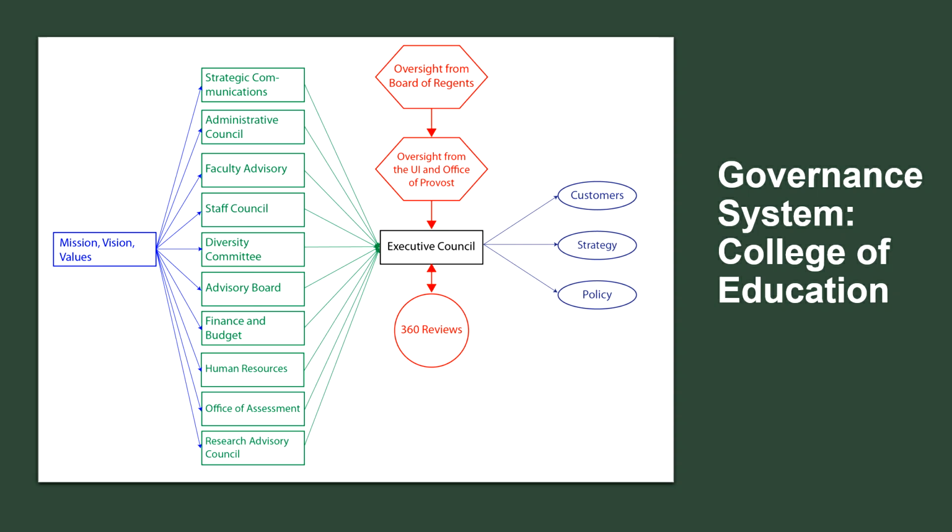For example, in the College of Education, the governance decisions are made by the dean with support of the executive council, and they receive input from various sources in the college, such as the faculty advisory council, the staff council, the college's advisory board, and they have oversight from the UI's office of the provost. So the major things that executive council decides through this process include how to support customers, developing and implementing strategy, updating policy, allocating resources, all those sorts of things.